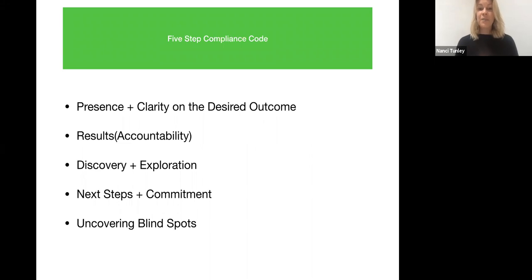So the 5-step compliance code, here it is. Step 1 is presence and clarity on the desired outcome, okay? Step 2 is results, which is another way of saying accountability. Step 3 is discovery and exploration. Step 4 is the next steps and commitment. And the last one is uncovering blind spots and understanding that there's always something going on underneath what we say.